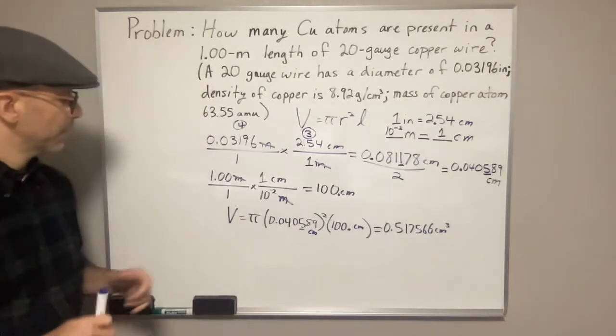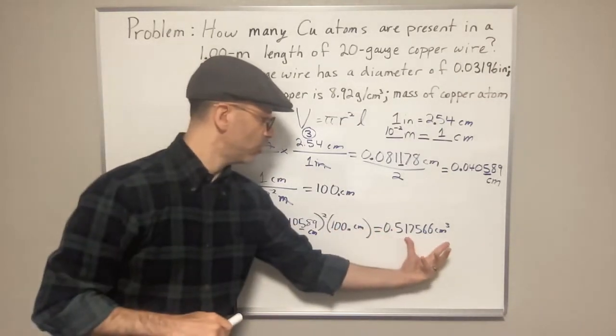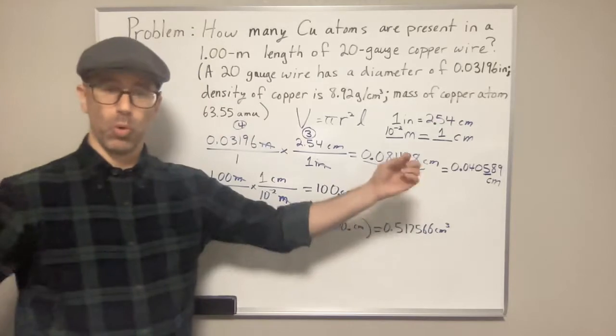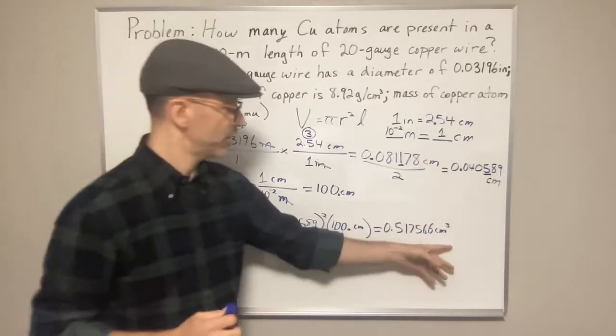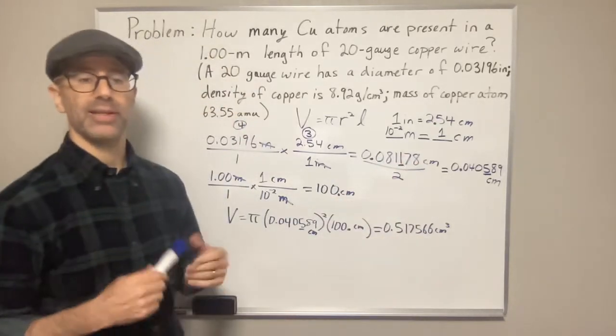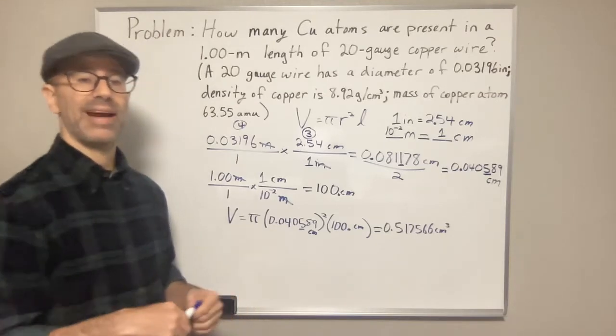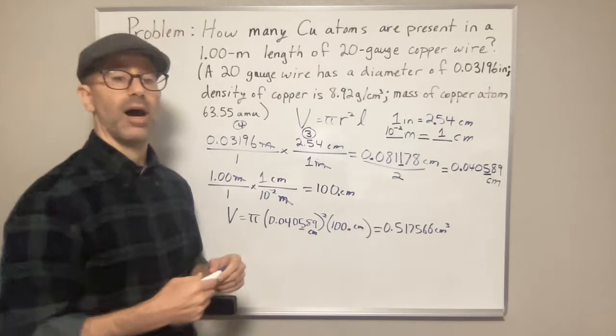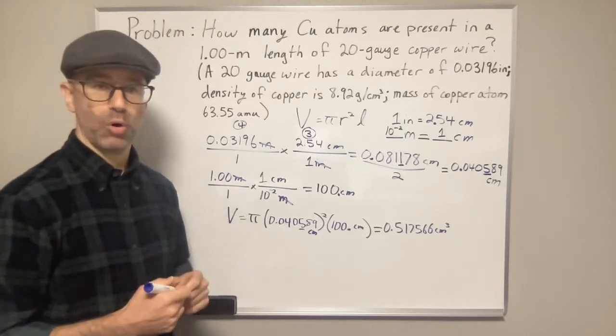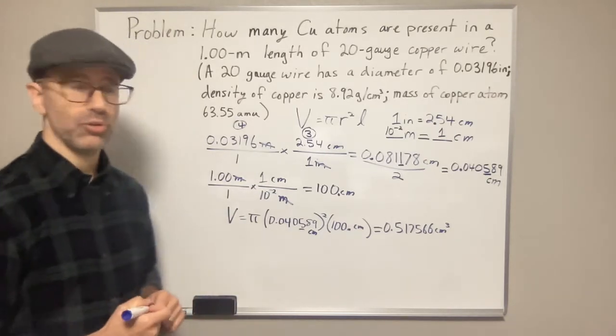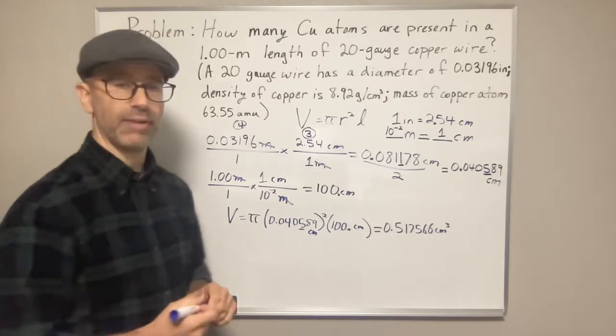Okay, excellent. All right, so now I have the volume of my copper wire, the 1 meter copper wire, in centimeters cubed. So now I can use the density to convert the volume to mass, and then I can use the molar mass to convert to moles, and then moles to atoms using Avogadro's number.